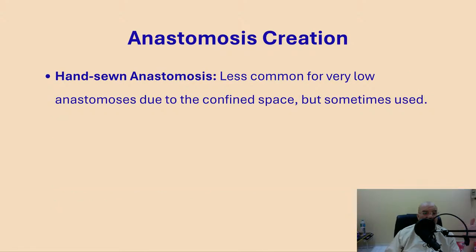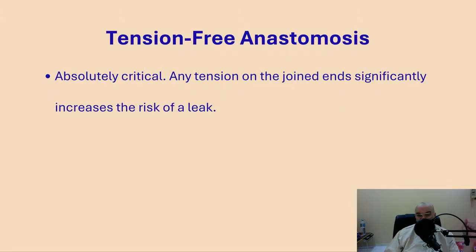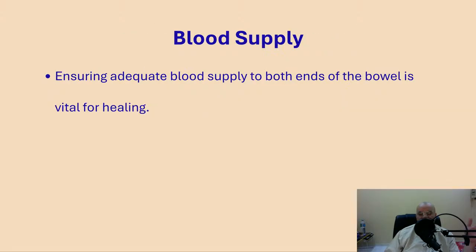Another technique they call the hand-sewn anastomosis, which is less common for very low anastomosis, and it's not an easy procedure, and it will end up as a side-to-side anastomosis in this way. We discuss the tension-free anastomosis and blood supply. It's important because even though this part of the colon will not receive any food or digestive content, it should also be well supplied by blood because these points need to be healed. So this is the important condition.